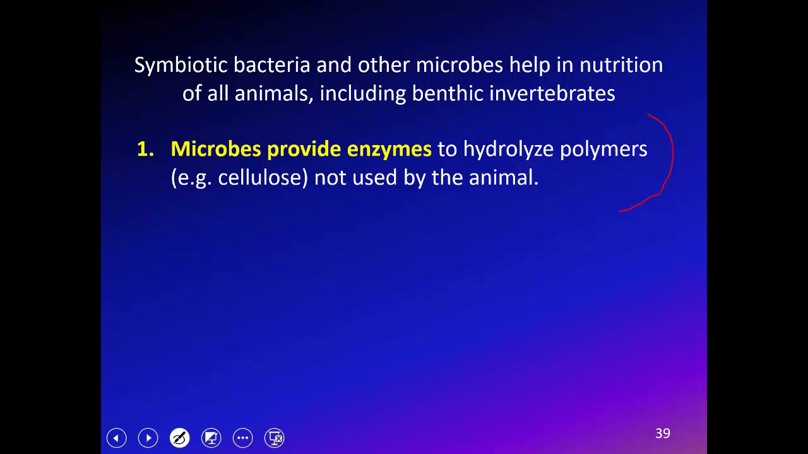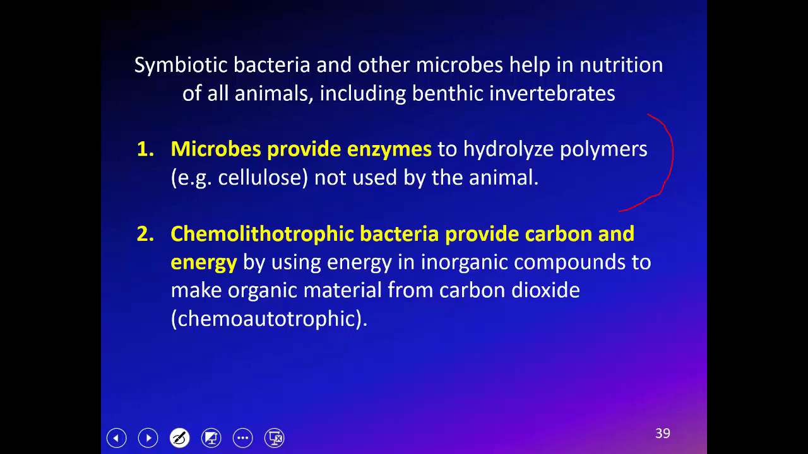digest our food. And that's certainly the case with several animals and invertebrates, where they cannot degrade, for example, cellulose. And it's the microbes that are doing that hydrolysis, that breaking up of that polymer into byproducts that can be used by the animal. But the example that's seen with these benthic invertebrates, which is really spectacular, I think, and really unique, and we don't see that with us for sure, is these chemolithoautotrophic bacteria that are using compounds that otherwise the animal cannot use.